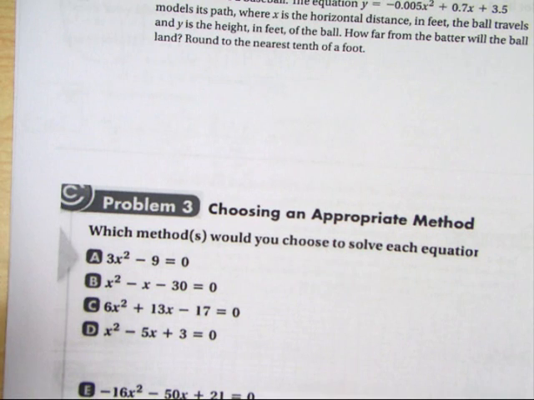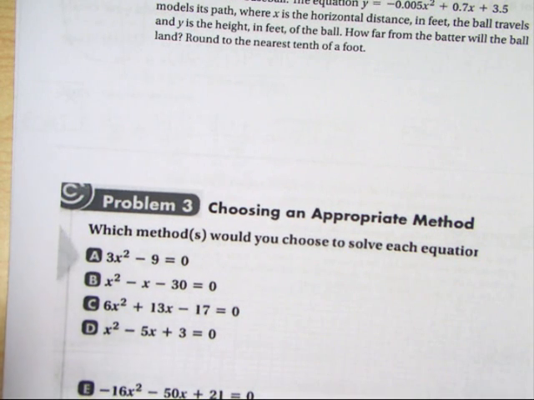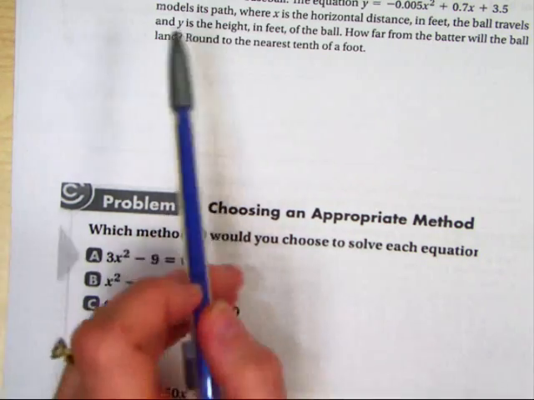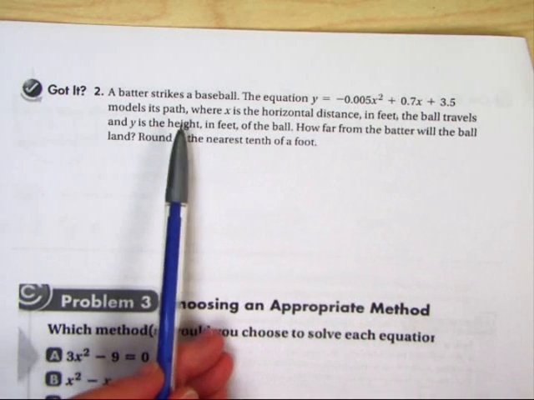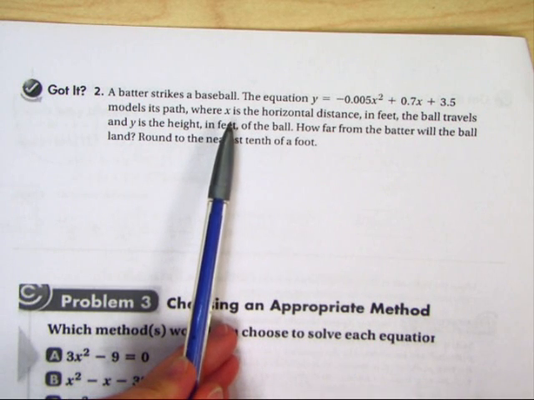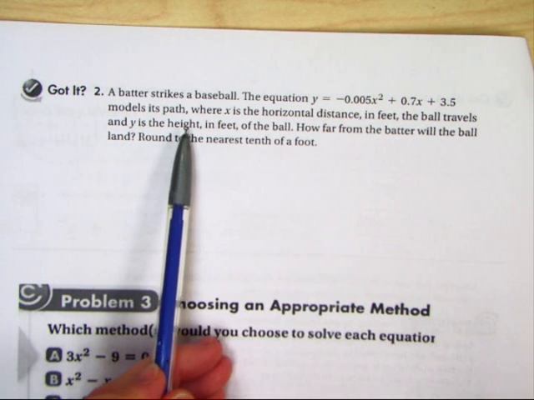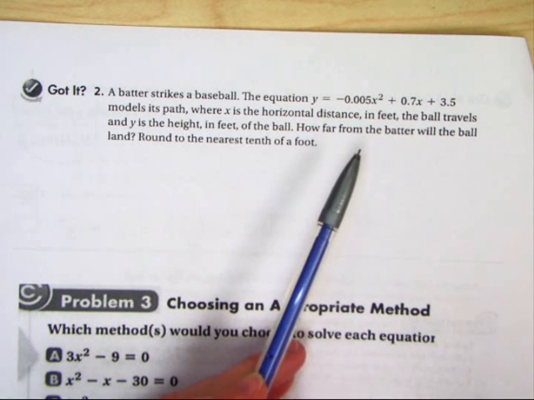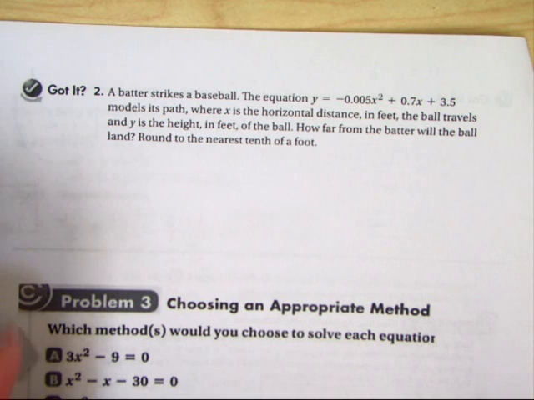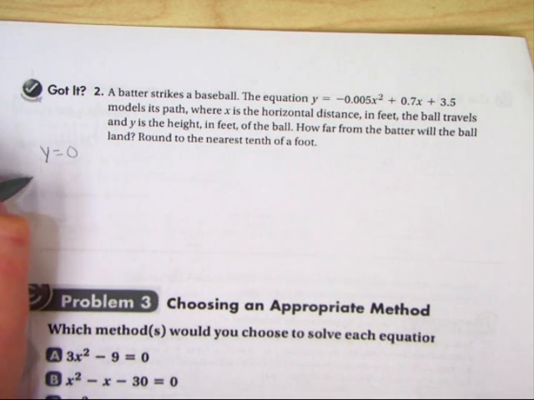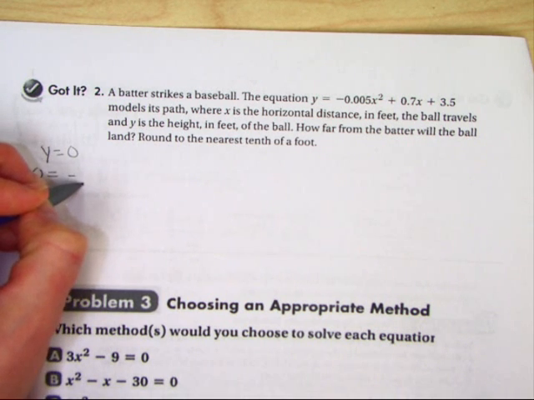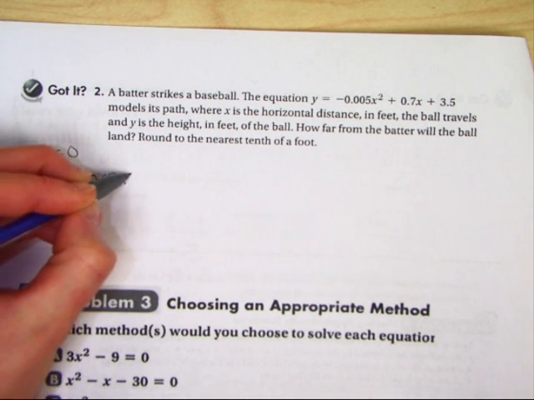You have one more problem like that, and you have a different equation, but the question, I believe, is the same. It says, a batter strikes a baseball. Here's your equation. X is the horizontal distance, and y is the height. How far from the batter will the ball be when it hits the ground? When it hits the ground, remember y is 0. So let's set our equation equal to 0. Keep everything the same except change y to 0.